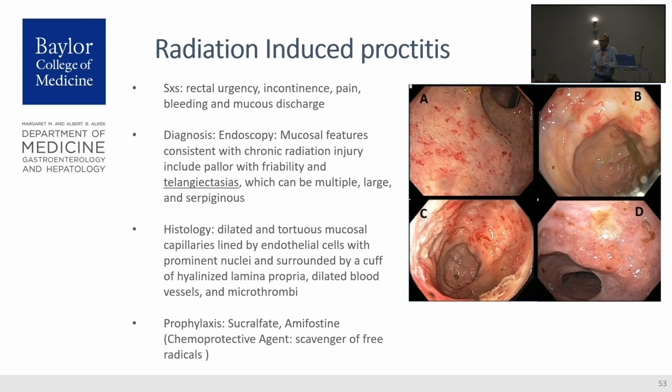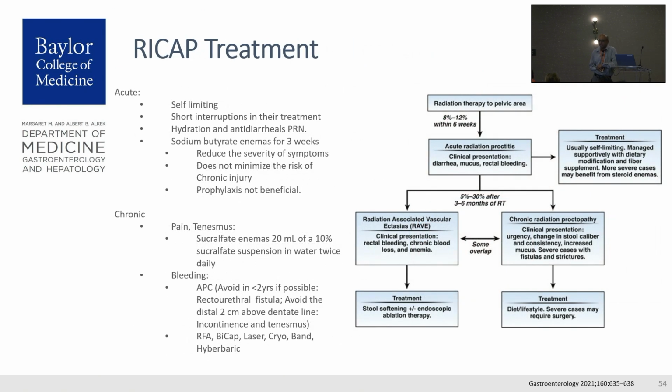So this is radiation-induced proctitis, which is acute, and this is how it looks. It looks like ulcerative colitis or proctitis, and they bleed. They usually have incontinence, pain, rectal urgency, and mucosal discharge. Treatment for this is essentially sucralfate and some symptomatic management.